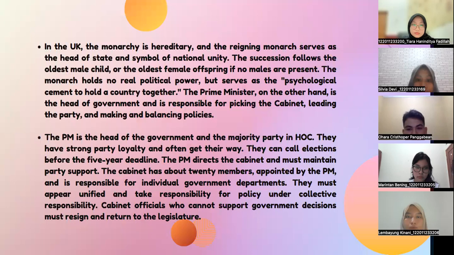In the UK, the monarchy is hereditary and the reigning monarch serves as the head of state and symbol of national unity. The succession follows the oldest male child, or the oldest female offspring if no males are present. The monarch holds no real political power but serves as the psychological cement to hold a country together. The prime minister, or PM, on the other hand, is the head of government and is responsible for picking the cabinet, leading the party, and balancing policies.